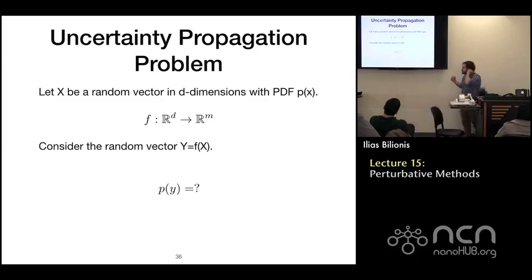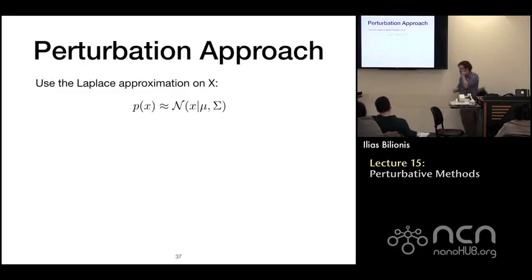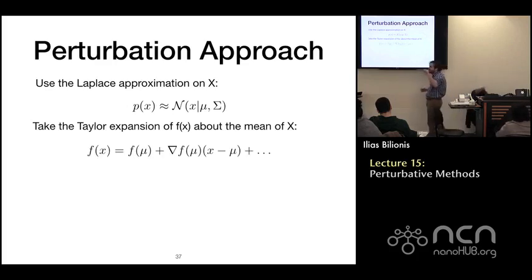And you want to approximate the probability density of that vector. And what we're going to do is develop an approximation to the density of y that is a multivariate Gaussian. So as before, we start with the Laplace approximation on x. We take the Taylor expansion of f of x, but remember now that f of x is a vector function. The outputs are vectors. So you need to use here the gradient of f, like this.